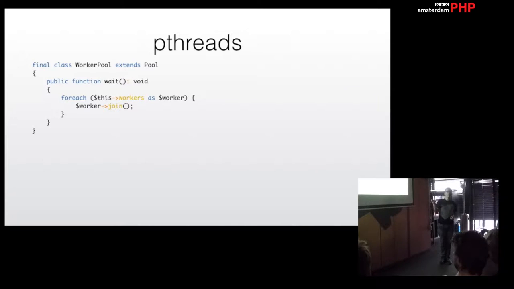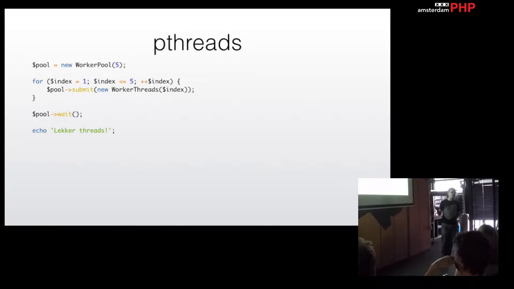So we have this pool here, which is also a class that you can extend and customize. So I have final class WorkerPool extends Pool. And then here I have any kind of method that I want. This wait method is a method that I create with the name that I chose. What I do is get all the workers that I'm going to have in this pool, and I call join, which is just going to wait. This join here is going to wait until the thread finishes. So this is how we would use it.